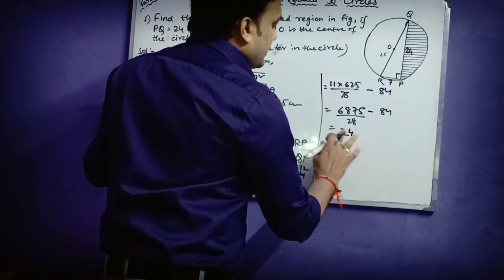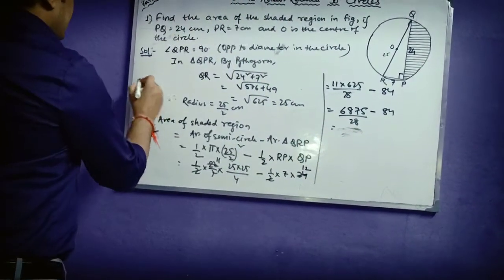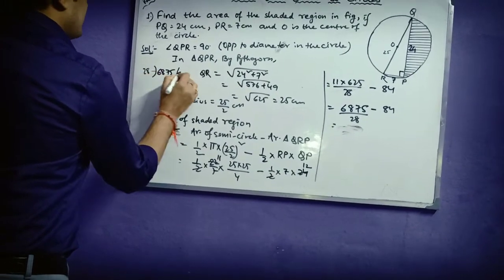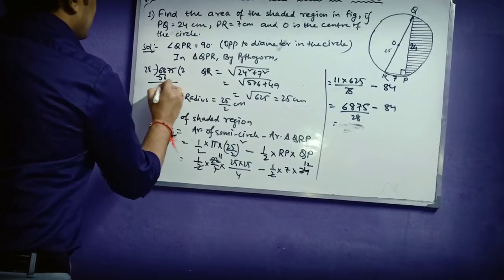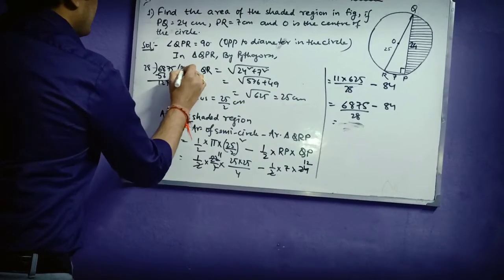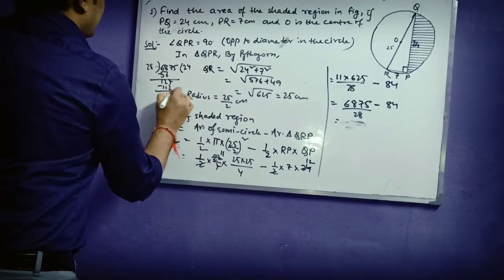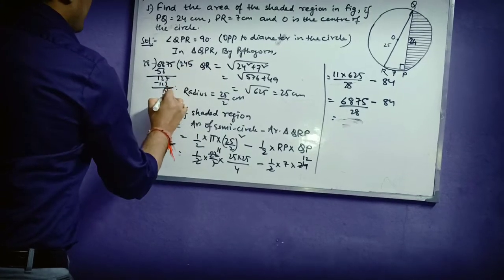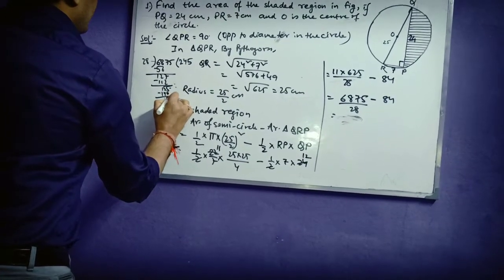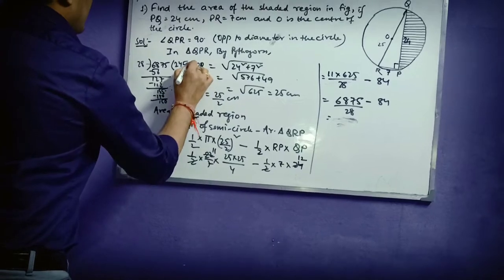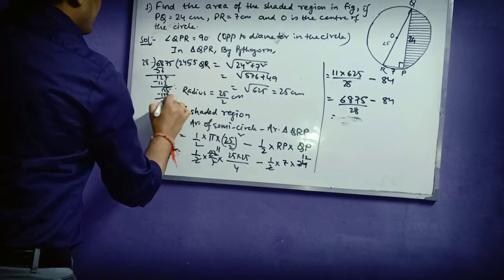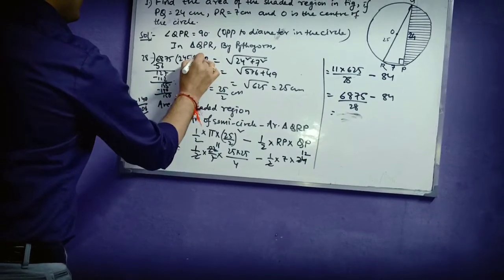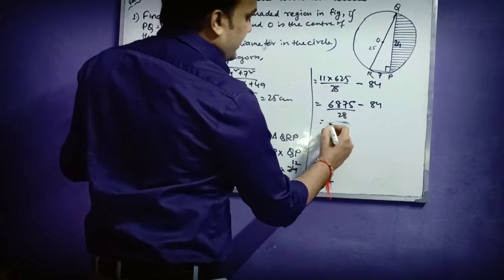Let us divide this as rough work so that it becomes easier. 6875 by 28. 28 2s are 56, then it will be 127. 28 4s are 112, then 155. 28 5s are 140, then 15. Again the decimal point will come here, 0. Then again 5, then it will be 140, then minus, it will be 100. So it will be about 245.53.